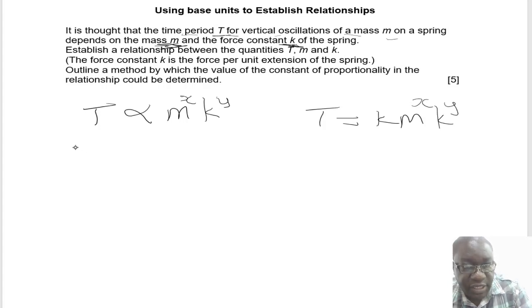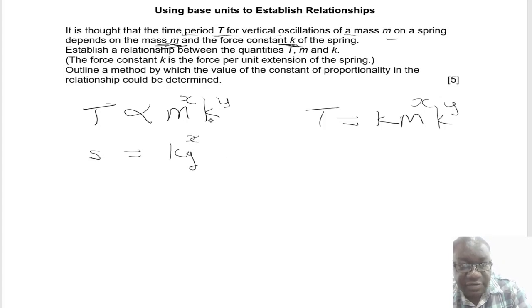Looking at the units, T is in seconds. So these seconds are what we're going to have on the left hand side. The units on the right hand side should equal the units on the left hand side if an equation is homogeneous. So the units of mass are kg, so it's going to be kg to the power of x.